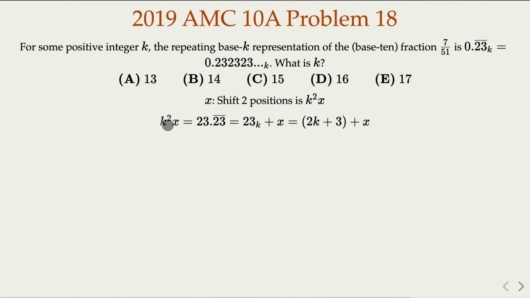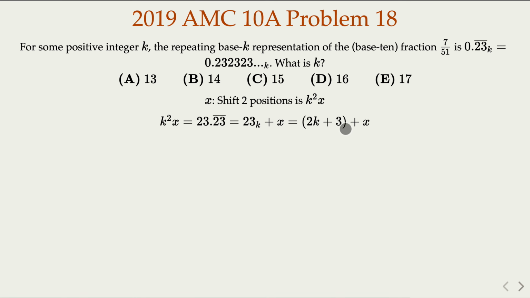We're going to say k squared x is going to be 23.23 repeating itself. This part is x. Remember that this is base k. So 23 in base k is equivalent to 2k plus 3 in decimal. And x is a fraction that we don't know, right? But we know x is 7 over 15. So you can solve this equation, right?